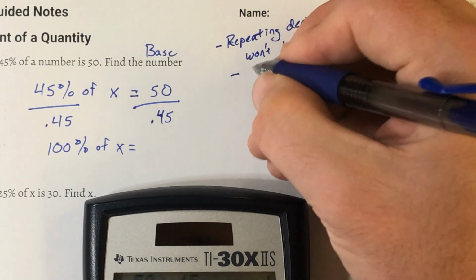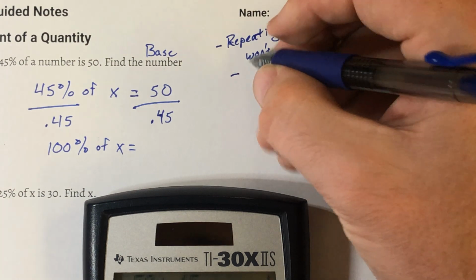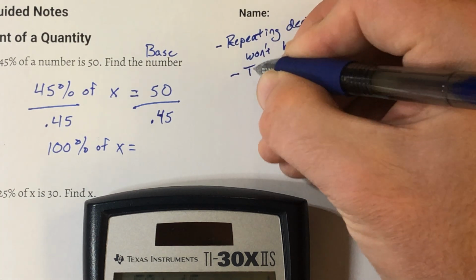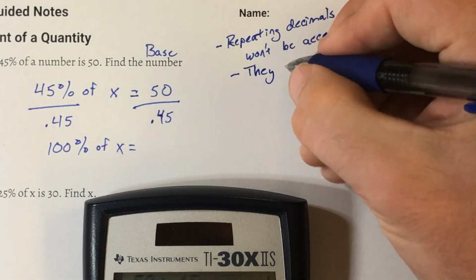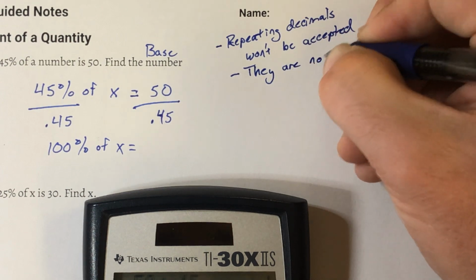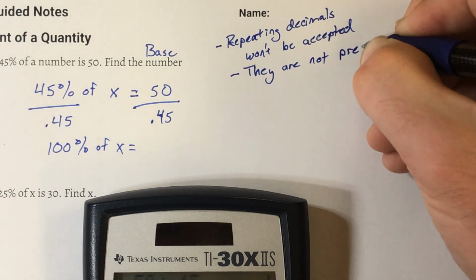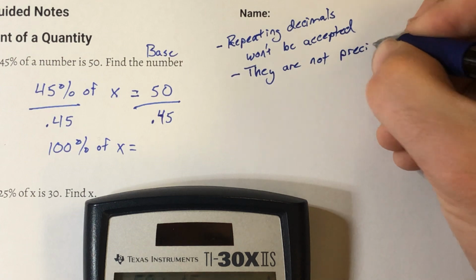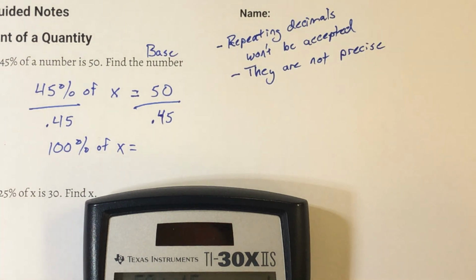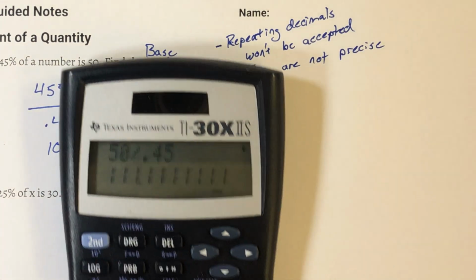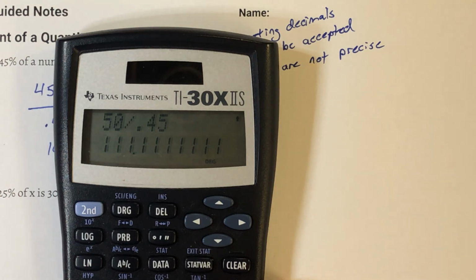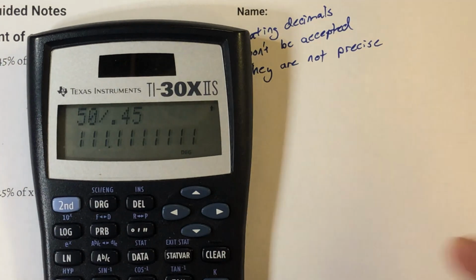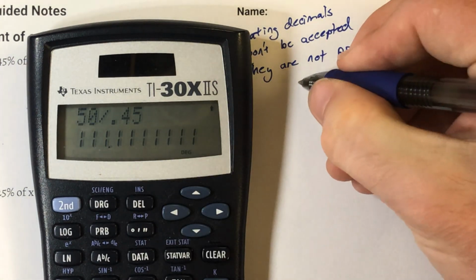Why? Because repeating decimals aren't precise, and we don't want to round because that's definitely not precise. You've changed your answer. So again, they're not precise. They're not exact. So what do we do? We're going to use our calculator and switch it back and forth between decimal and fraction. How do you do that on this particular calculator?